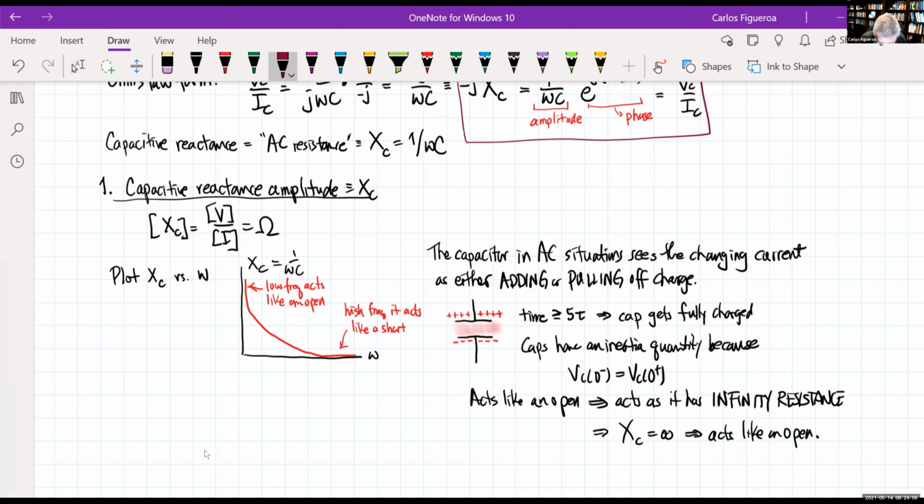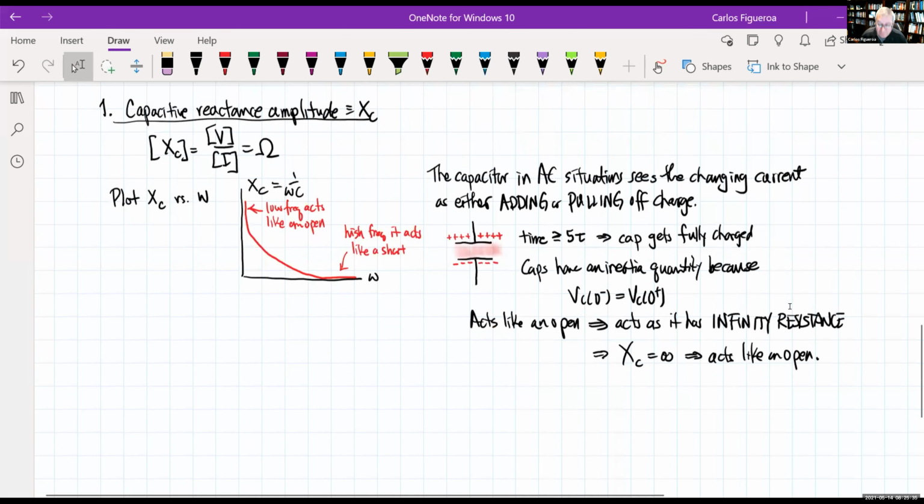And what we see here is that if I plot this at low frequencies, or exactly zero, this thing climbs up to infinity. So it acts like an open circuit at low frequencies. And that's not a surprise, because if I have a low frequency and that time is greater than 5 tau, I'm going to get a fully charged cap. And if I get a fully charged cap, of course the current in that branch is going to go to zero. Not a surprise.